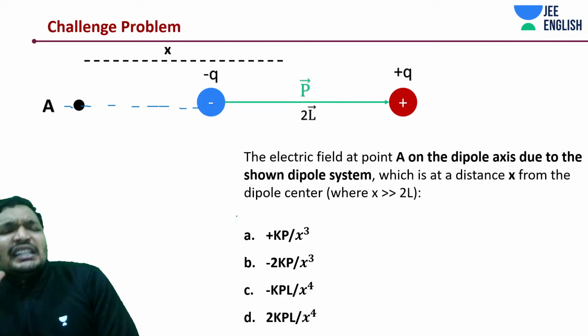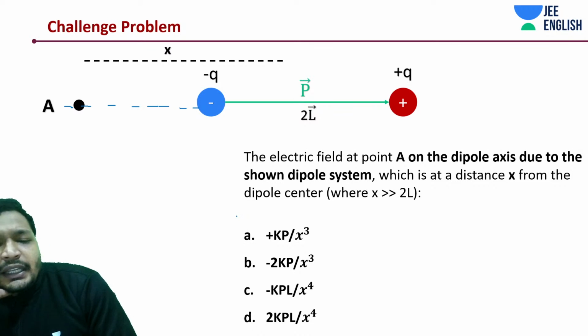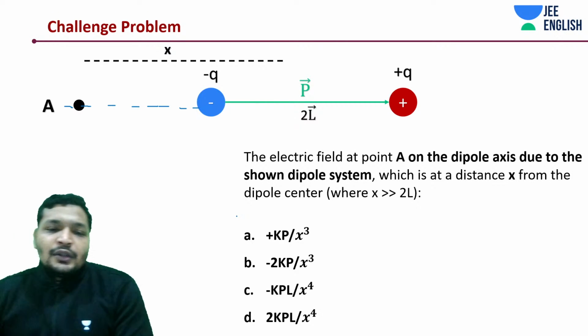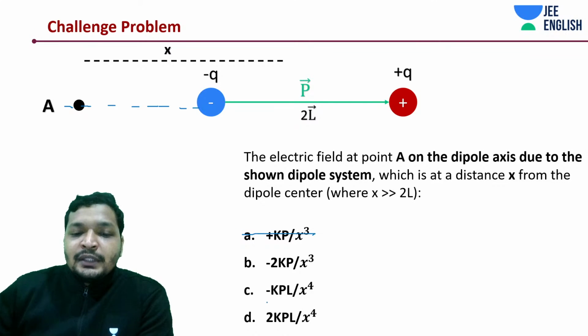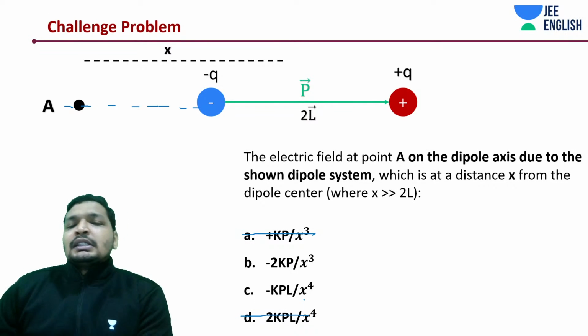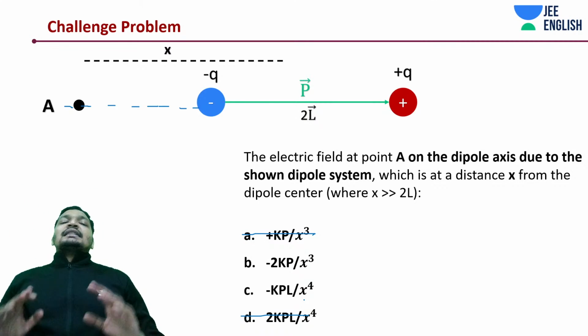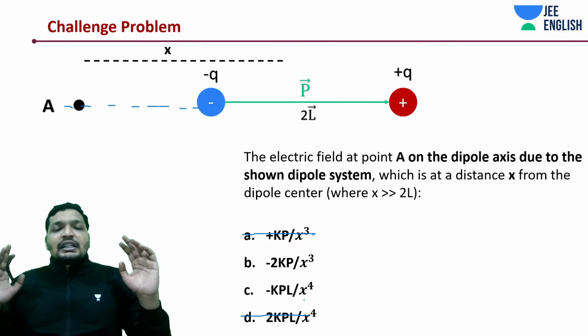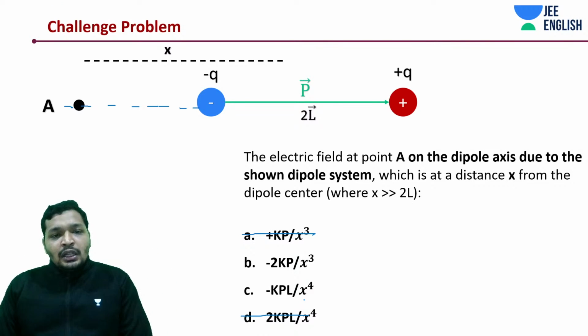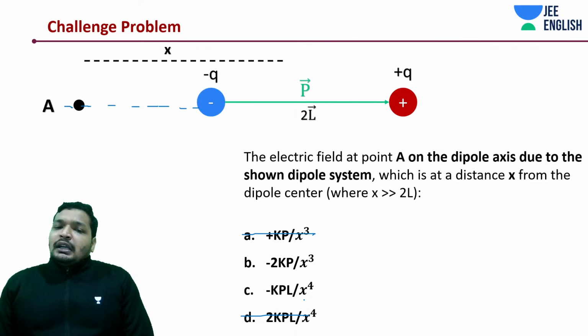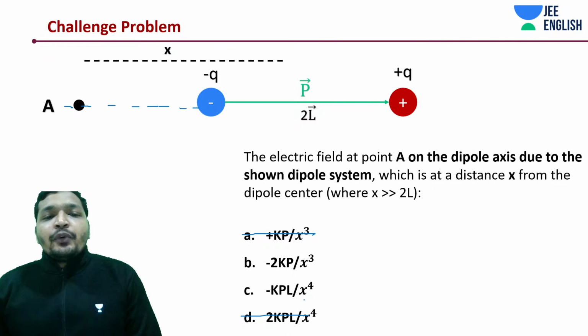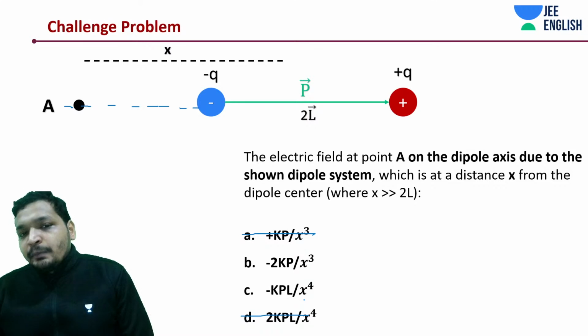So we know it should be something negative. It cannot be positive. Of course, you can use method of elimination, eliminate C and D, but this is something that you need to understand, guys. Okay, and this x distance is considerably larger than your dipole separation distance. Now let me tell you something. Maybe the electric field is in the opposite direction to that of the dipole.